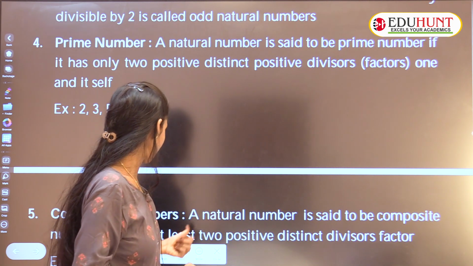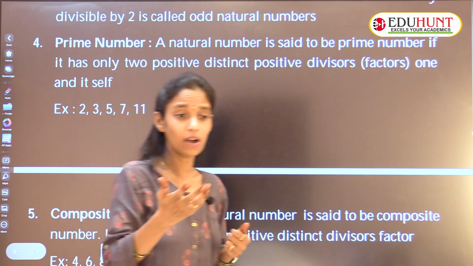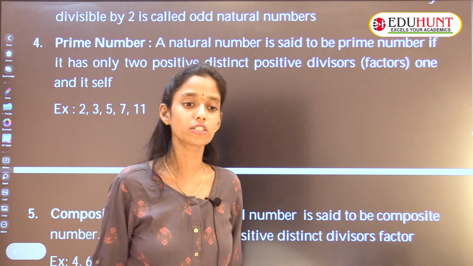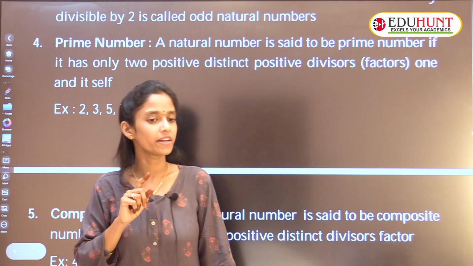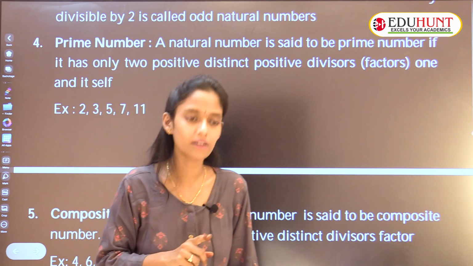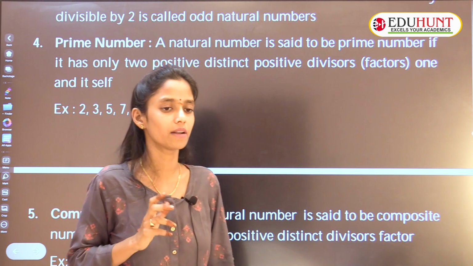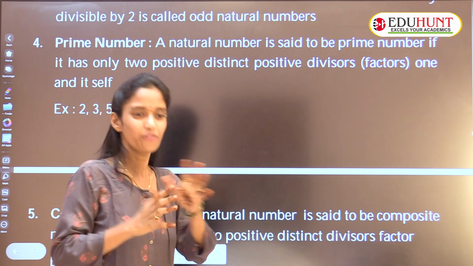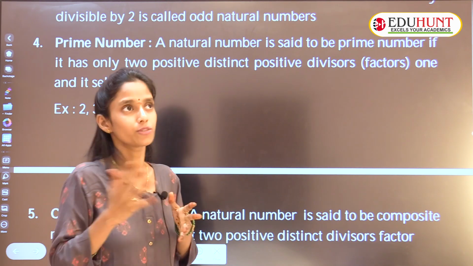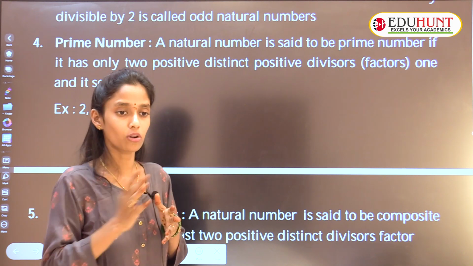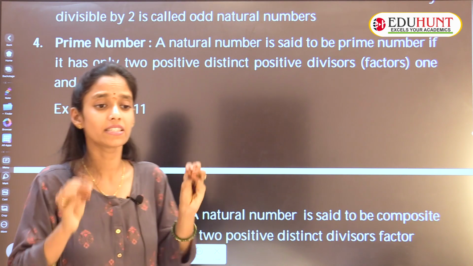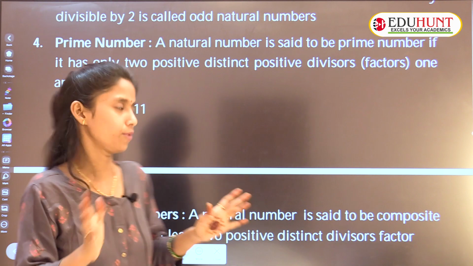That's why, simply, as I explained, 0 is neither positive nor negative. 1 is neither a prime number nor a composite number. These few points you have to learn by heart, children, because every time you can't check whether 1 is prime or not, whether 1 is composite or not. Simply learn it by heart: 1 is neither prime nor composite.